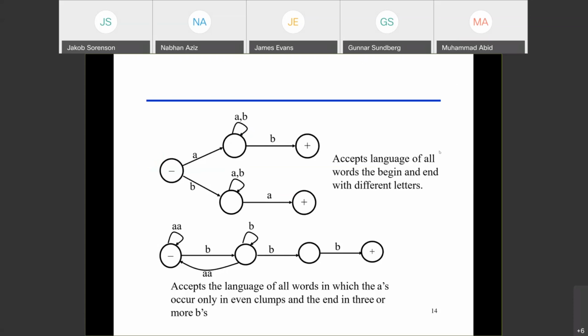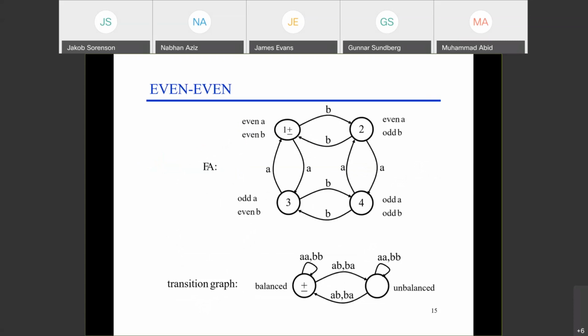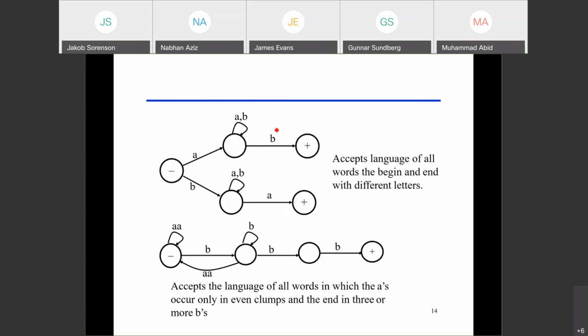Okay. So now this is good. This is a valid TG. TG has no problem with that. It accepts the language of all words that begin and end with different letters. So start with A and end with B, start with B and end with A. So this is basically a valid TG, but not a valid FA.